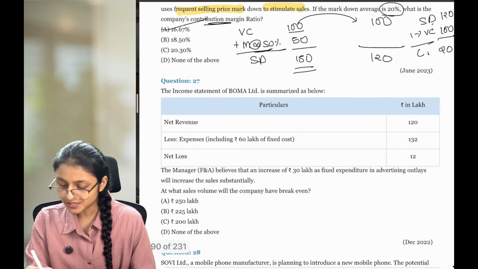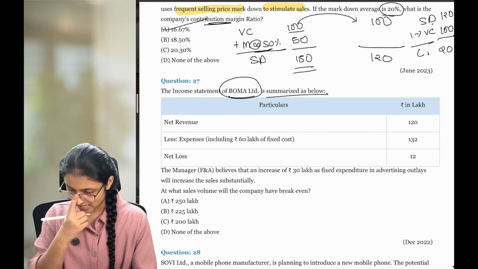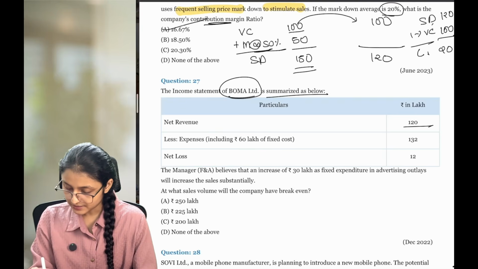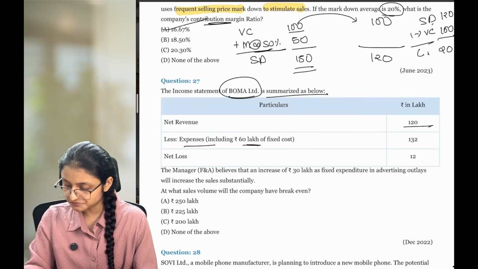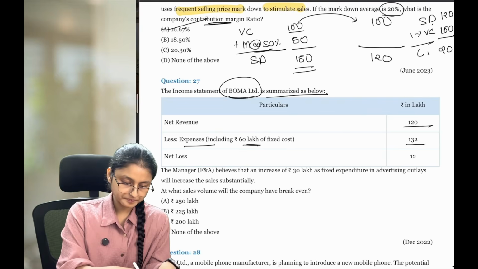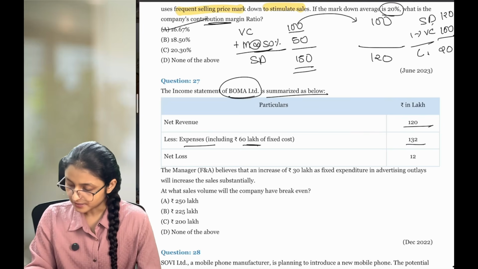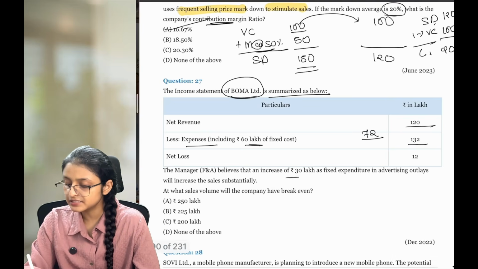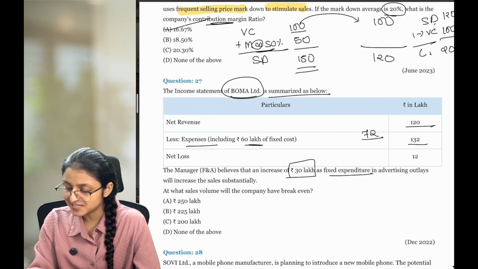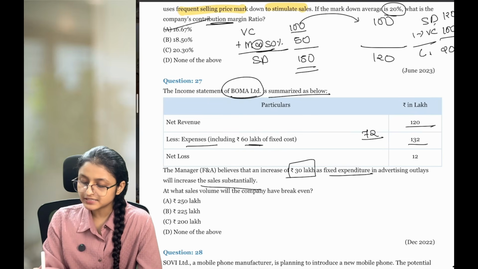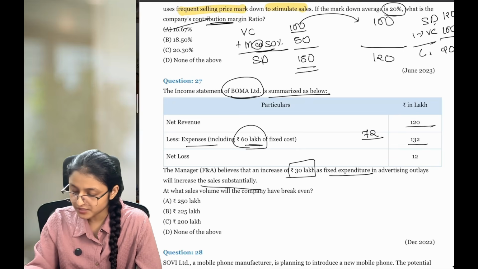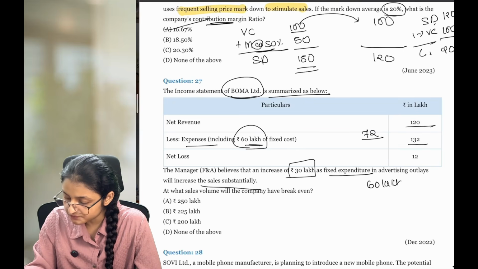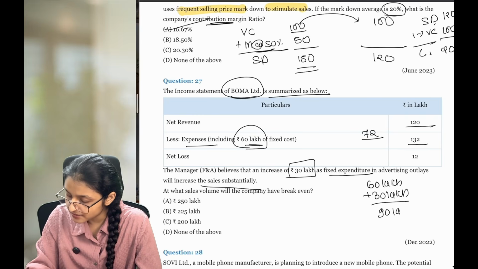Next, the income statement of Boma Limited is summarized as follows. We have net revenue, and then in these expenses, 60 lakh is fixed cost. So out of 132, if 60 is fixed, that means 72 is variable. The manager F&A believes that an increase of 30 lakh as fixed expenditure in advertising outlay will increase the sales substantially. As of now, we are incurring 60 lakh as the fixed cost, and we are thinking of increasing it by 30 lakh. Hence, our fixed cost will become 90 lakh rupees.